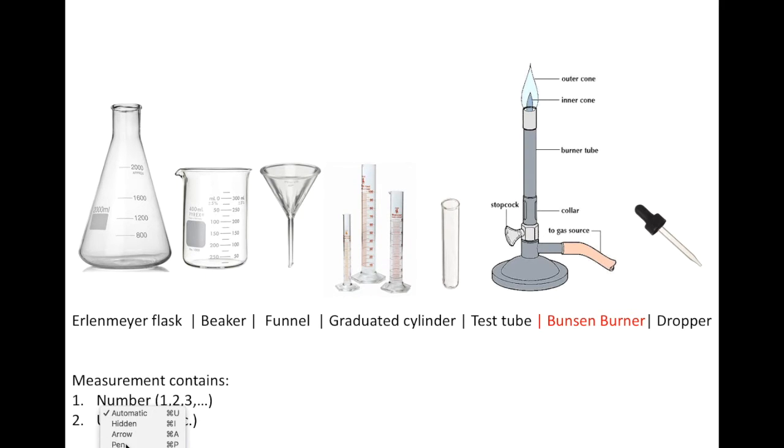Now let's take a look at some of the lab equipment. First is the Erlenmeyer flask, or flask, and it's this thing. This one is used to observe reactions, and this is the beaker, used to contain chemicals.